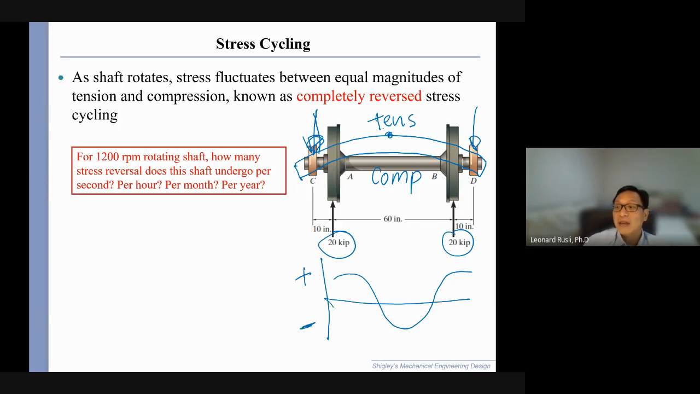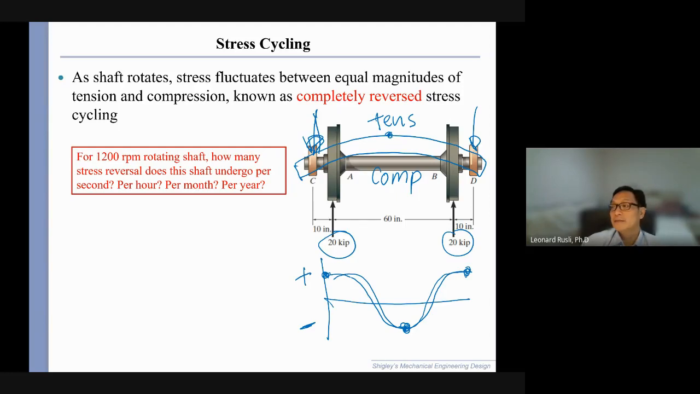Kalau saya berdiri di atas, right? If I'm standing on top, I rotate down and I experience compression. I go back up, tension. So that's one rotation, right? If this shaft rotates 1,200 RPM, how many cycle do I undergo per second?